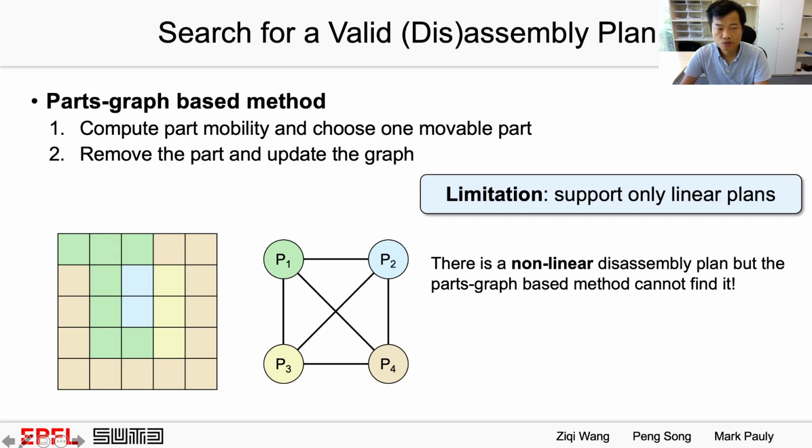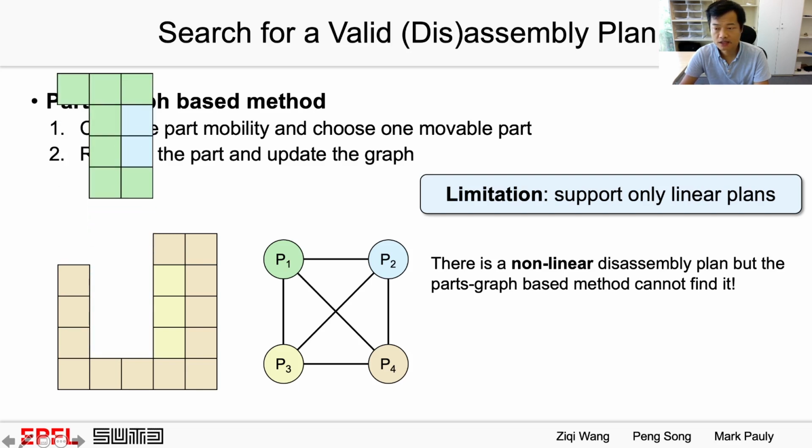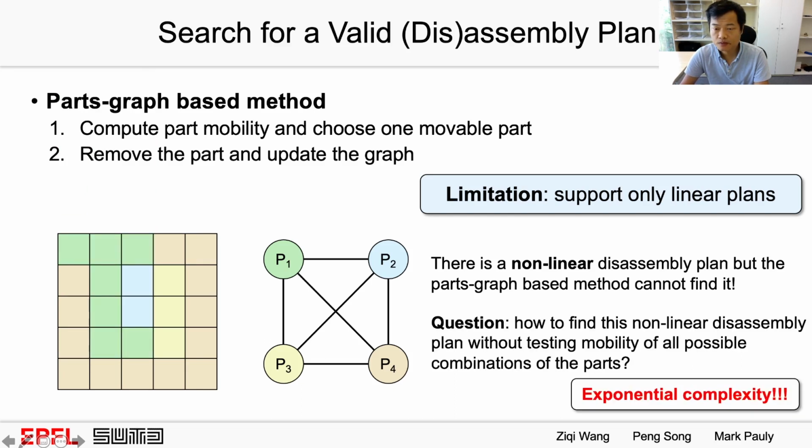In this plan, we translate the green and cyan parts together along the same direction to take them out. After that, the yellow part can be easily taken out. To find this nonlinear disassembly plan, we need to test mobility for all possible combinations of the parts, which has an exponential complexity. So now the question is, how can we find this nonlinear disassembly plan more efficiently?